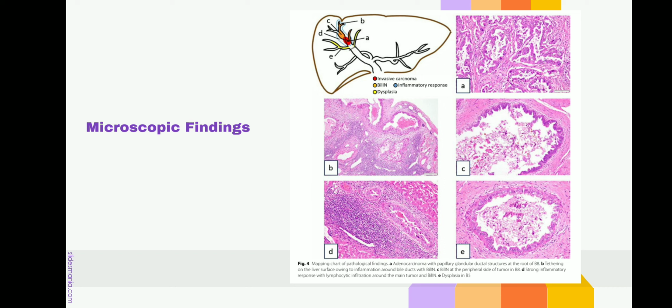figure 4C, and dysplasia was noted in B5, which converged with the right anterior sectional bile duct central to the tumor, in figure 4E. Notably, a strong inflammatory response with lymphocytic infiltration was observed around the main tumor and biliary intraepithelial neoplasia in B8 in figures B and D, but it was not found around the dysplasia in B5.